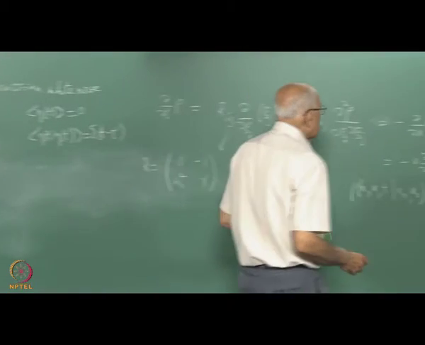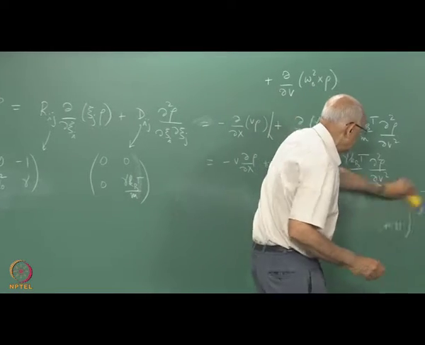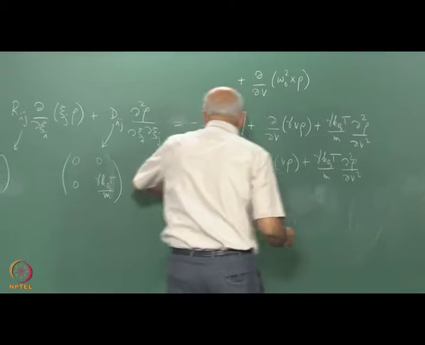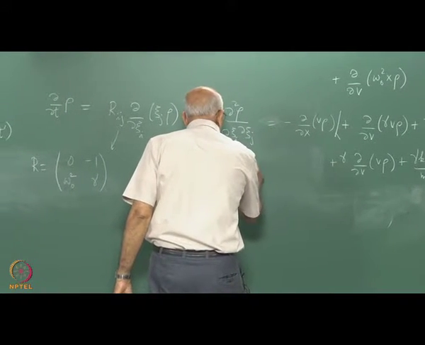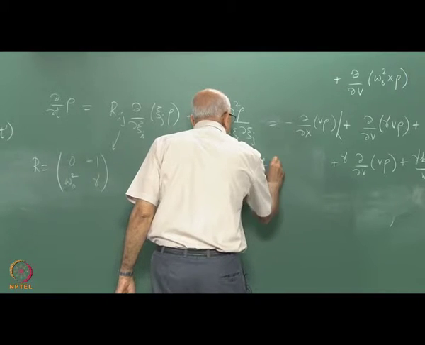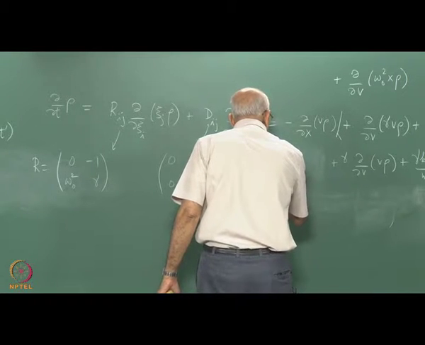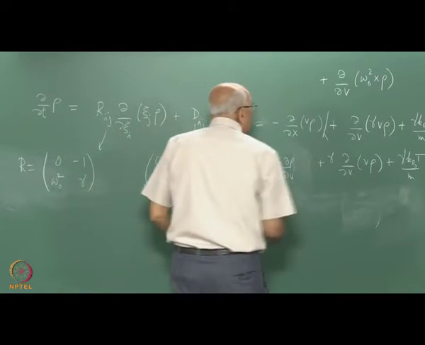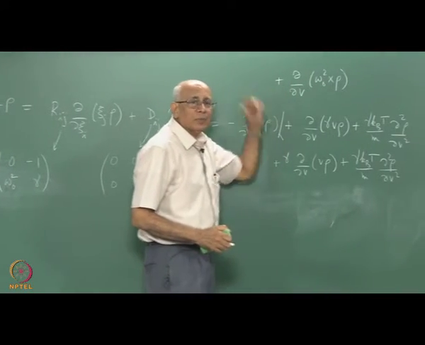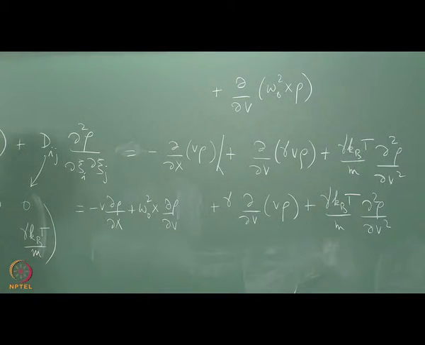And of course omega naught squared is constant, so let us write that out. So let us write this as equal to minus v delta rho over delta x plus omega naught squared times x times delta over delta v, delta rho over delta v. Because this time x is independent of v, so that comes out. Just as out here v was independent of x, so it came out. And that is the Fokker-Planck equation.